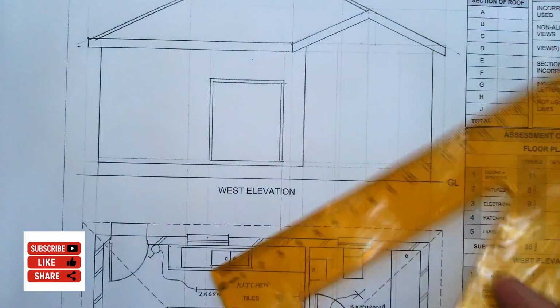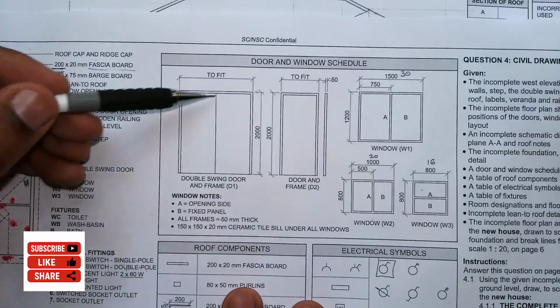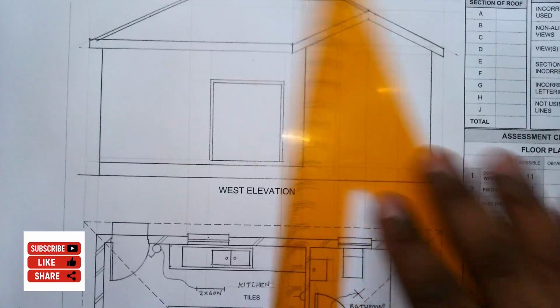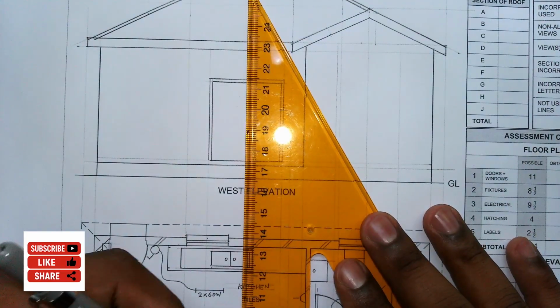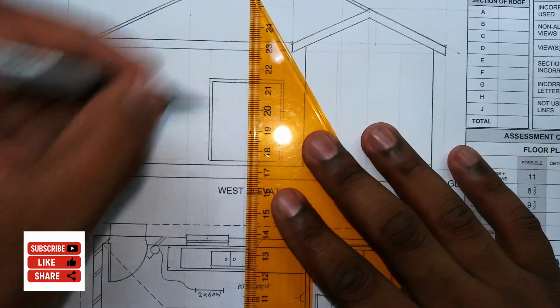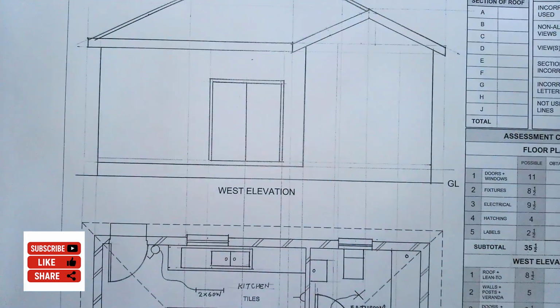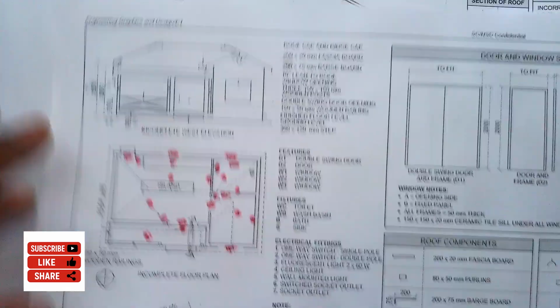Okay, and then obviously the midpoint, like obviously I have to draw that line in the middle, so I can project it from the door swing from the floor plan up. Okay, so I'll just draw a line there like that.